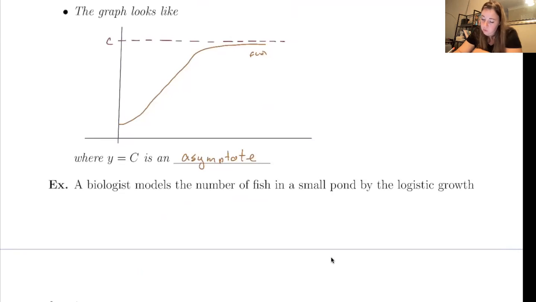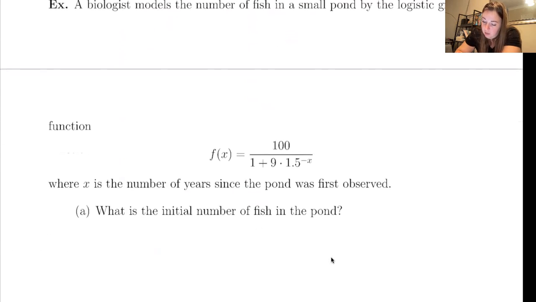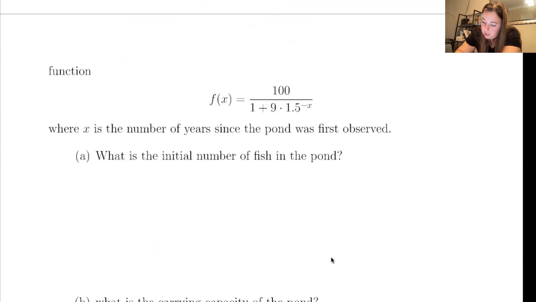All right, so then, fish. A biologist models the number of fish in a small pond by the logistic growth function f of x equals 100 divided by 1 plus 9 times 1.5 to the negative x, where x is the number of years since the pond was first observed. So what is the initial number of fish in the pond?